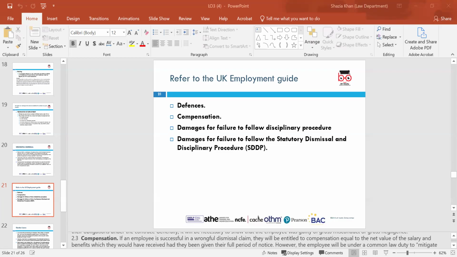Section 98A of the Employment Rights Act states that a dismissal is automatically unfair if the SDDP applies and has not been complied with. Employers need to make sure that they are complying with everything, because it would increase the award by 50%.